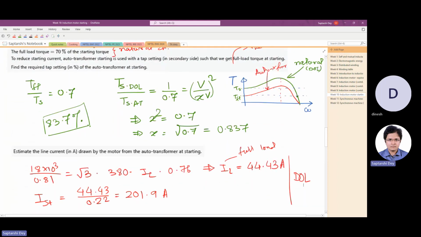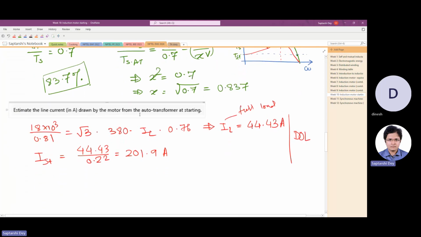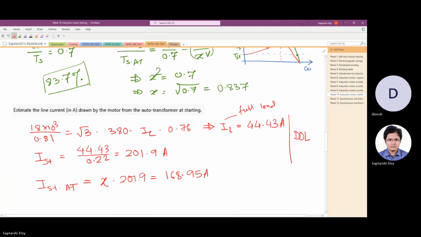Now we have added the auto transformer. The question is, what is the line current drawn by the motor? So it is asking for the secondary side current. So it's simply I starting using the auto transformer. The voltage is X times, so the current will also be X times. So X is 0.837 times that. So this should give you 168.95 ampere. So this is the current that the motor draws from the auto transformer.